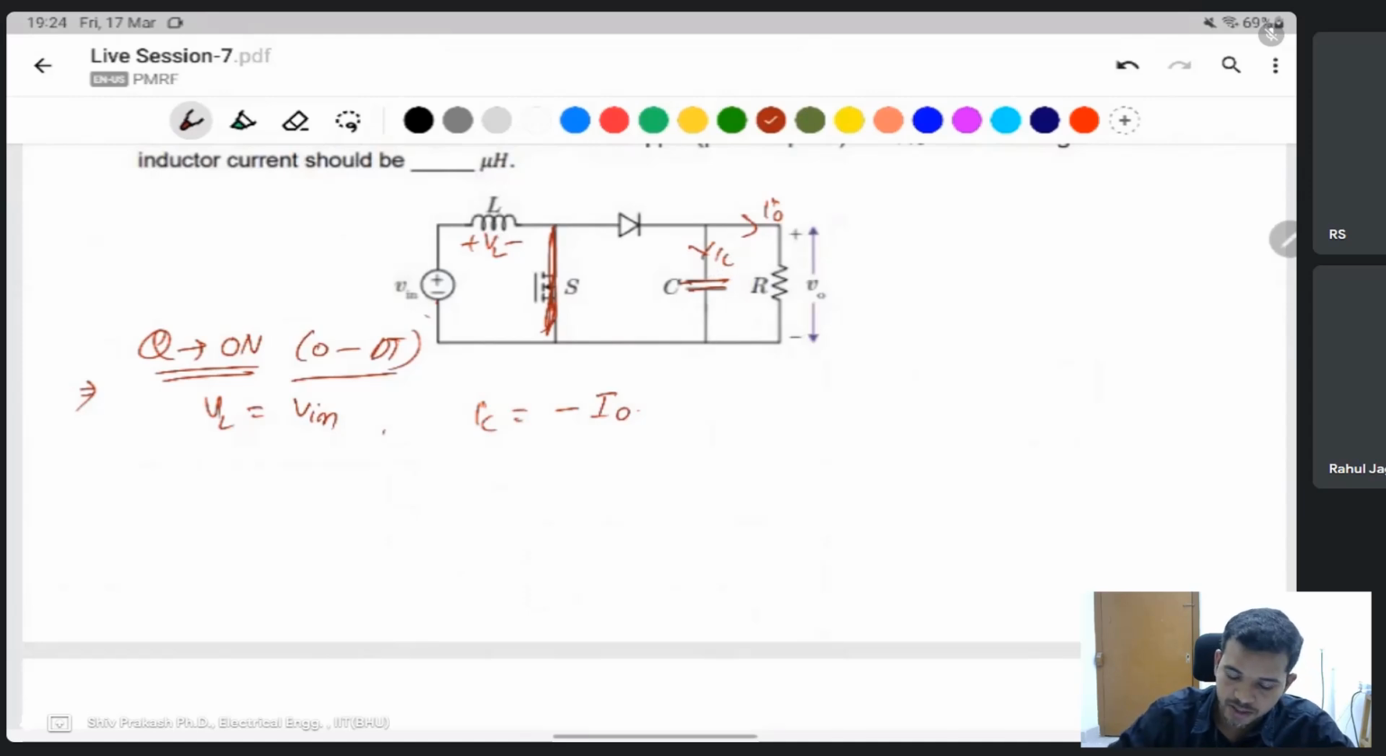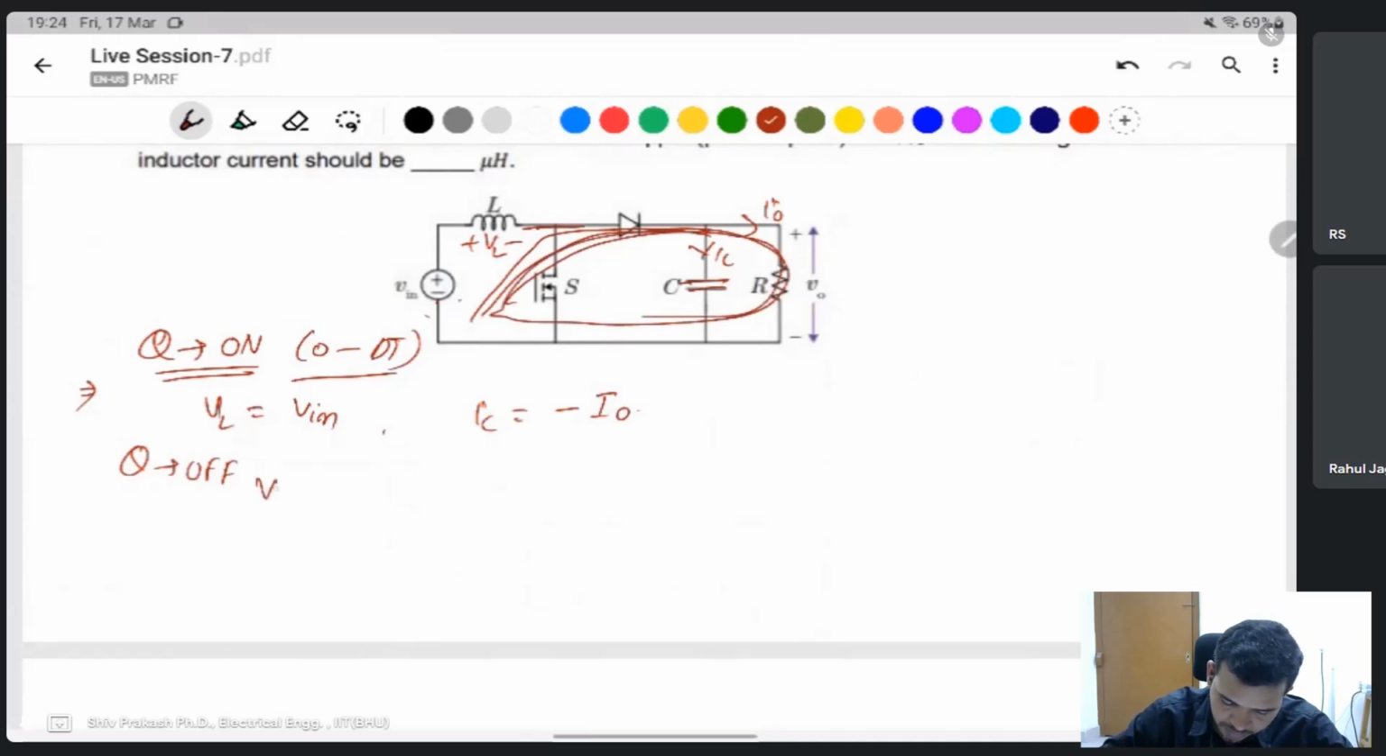To maintain the constant current, I assume the output voltage is constant. When the switch is off, the source and inductor both supply to the load like that. That time VL is equal to Vs minus V naught. And at that time the inductor current IL flows, and the capacitor current is IL minus of the output current.